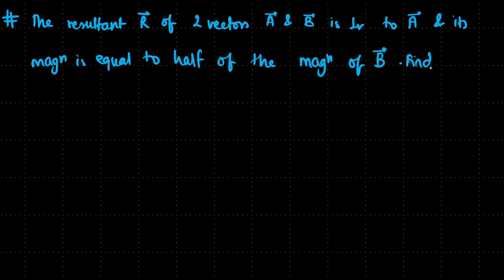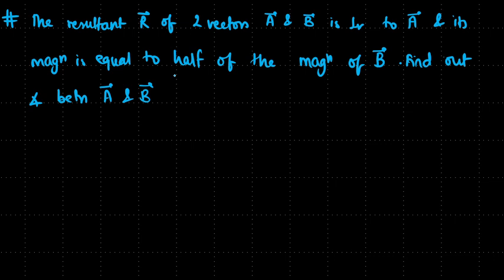Find out the angle between vector A and vector B. So we need to find out the angle between vector A and vector B, which might sound simple or might sound complex as well. So let's see what we have.